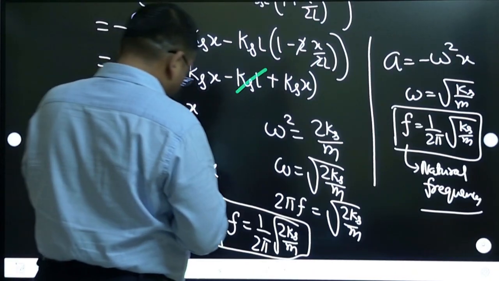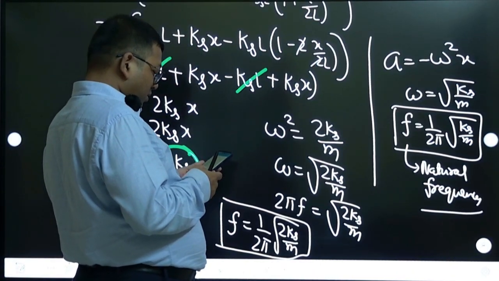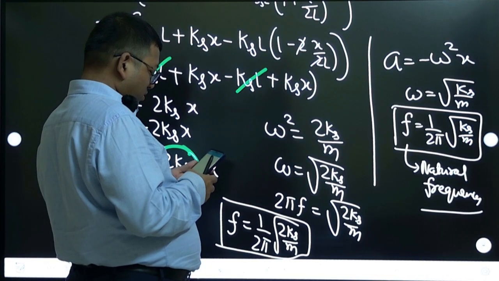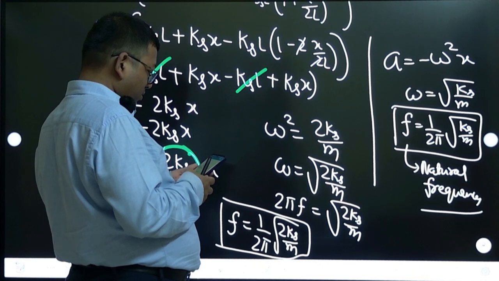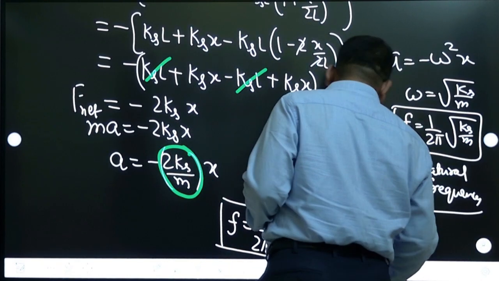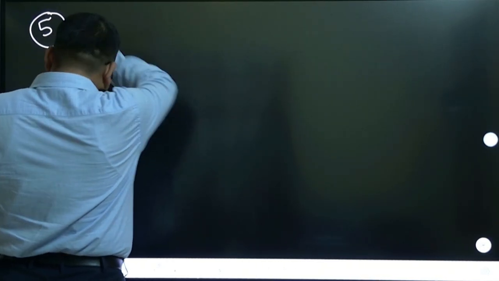Let us move to the next question. After this, question number 5 is also unattempted. So question number 5 is what? It is the same type of question. This is a spring, so the mean position is going to change.